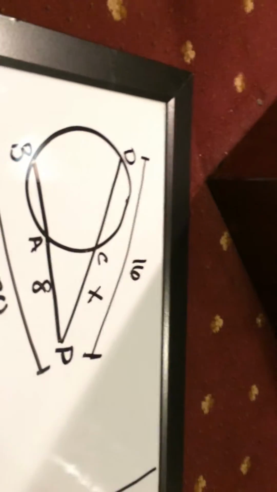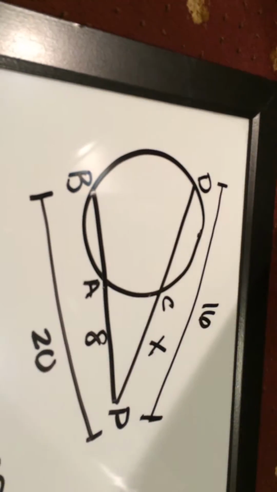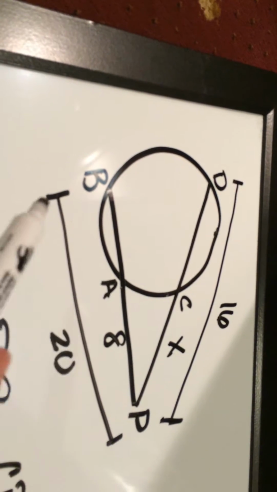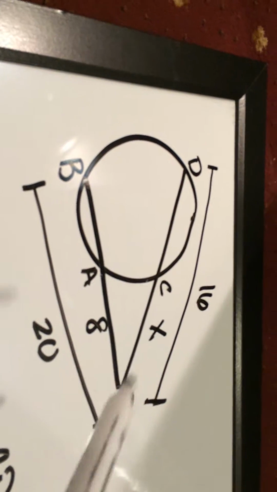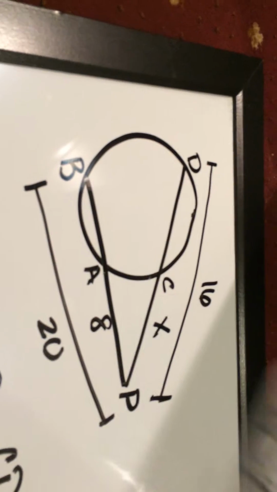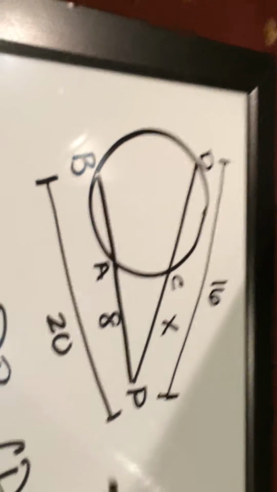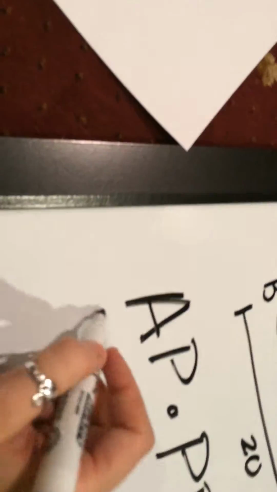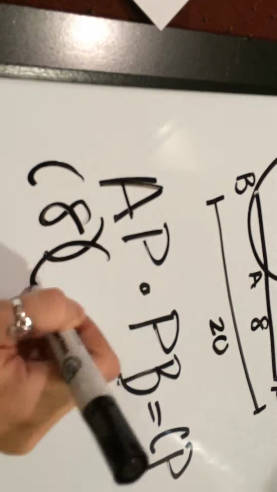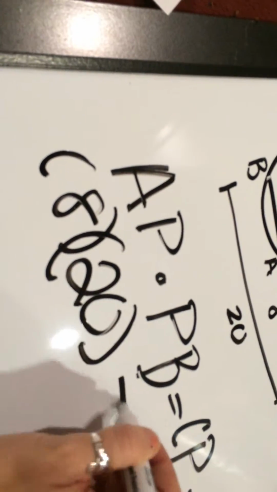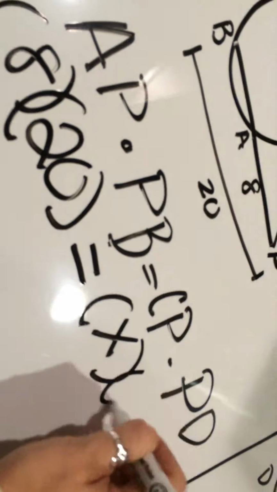Now from here, this one's pretty straightforward. Line PA is 8, the whole length PB is 20, while the line segment PC is X, and the whole length PD is 16. They want us to find PC. So let's just plug in everything. We're going to have 8 times 20 equal to X times 16.